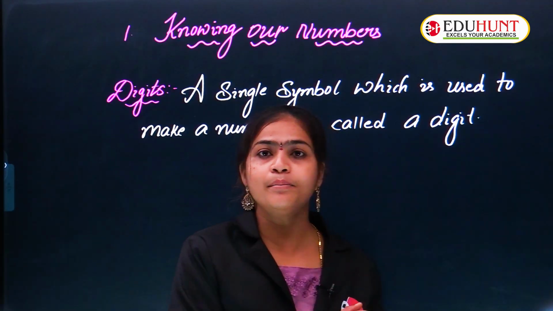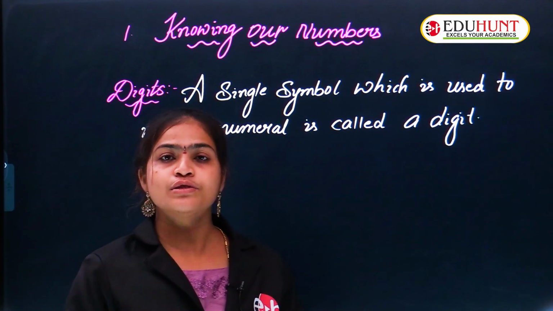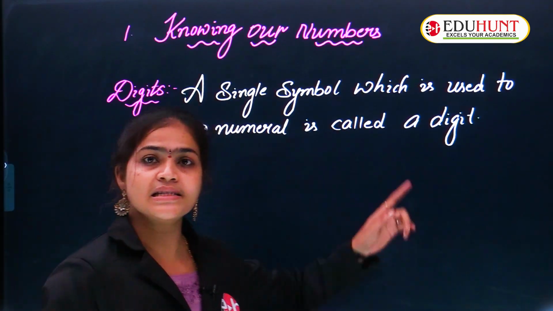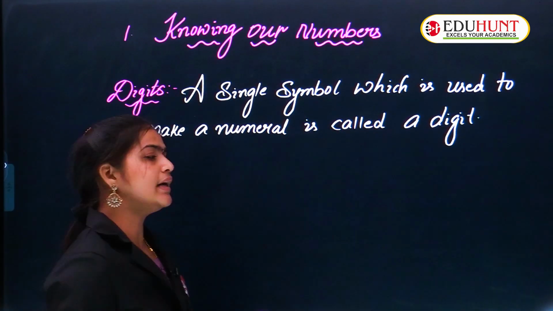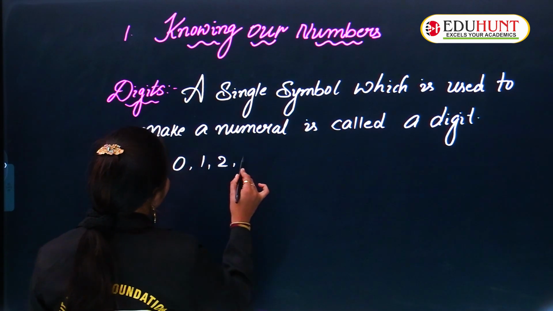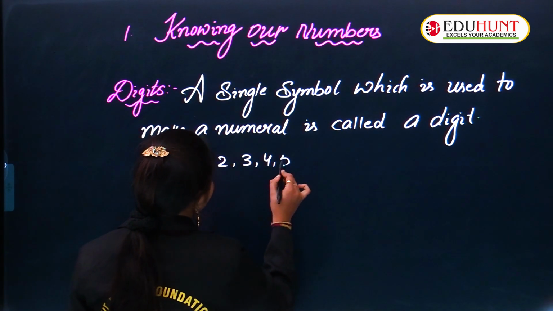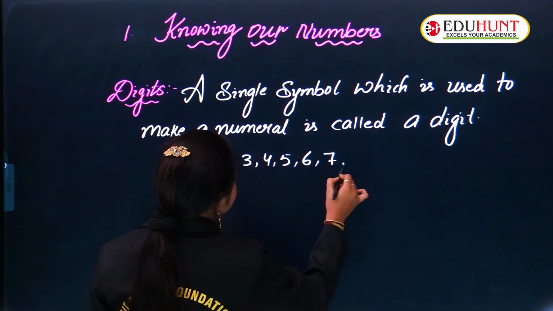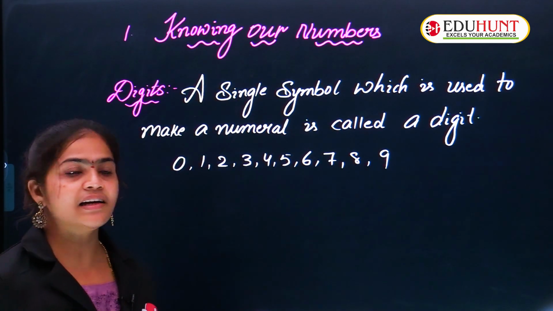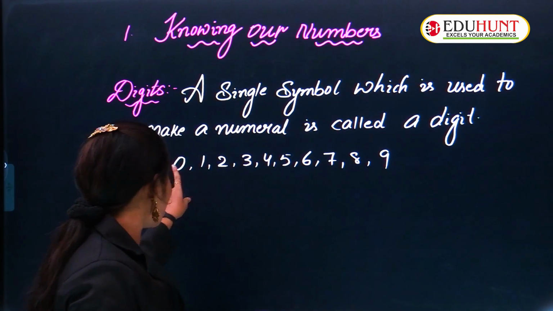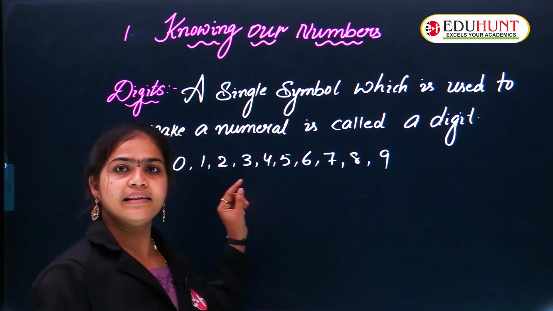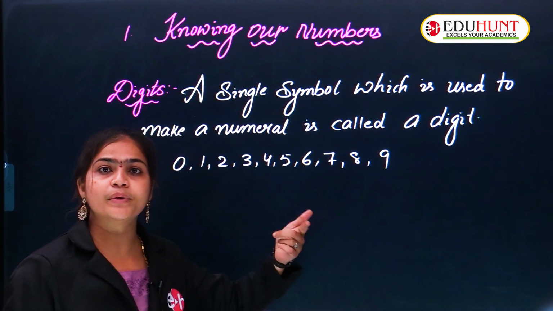To form a number we need some digits, right? So what symbols are we using to form a number? Those symbols are called digits. Here the digits are 0, 1, 2, 3, 4, 5, 6, 7, 8, 9. Totally how many digits are there here? 1 to 9, 9 digits. Along with 0 we have the 10 digits. With these 10 digits we can form a numeral.